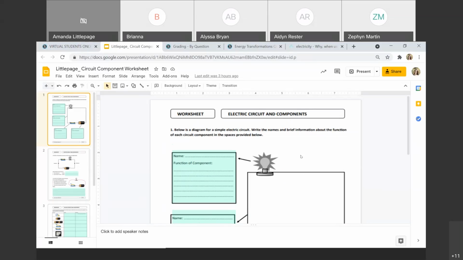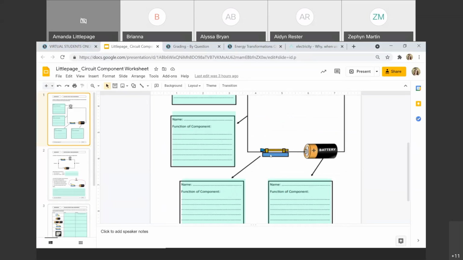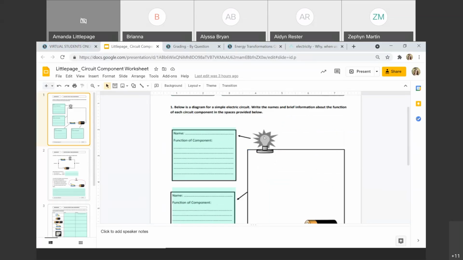In this worksheet, you're just identifying different components. It says, below is a diagram for a simple electric circuit. Write the names and brief information about the functions of each circuit component. So here we go. This is pretty simple. What is this right here? You should at least know what this is, right? A light bulb. Thank you. You have a light bulb.